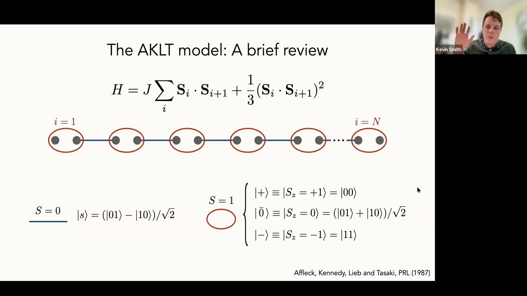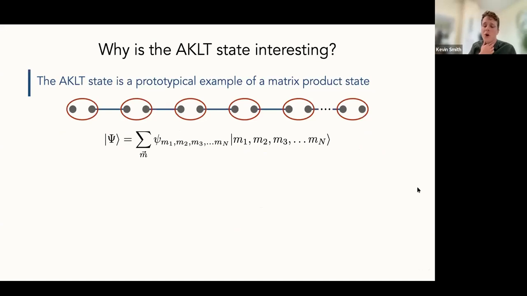Okay, so much of this has been known for quite some time. Why is it still interesting to think about the AKLT state now? So I'm going to give a few different reasons for this. The first is that the AKLT state provides a historically important and prototypical example of what's known as a matrix product state, or more generally, tensor network state.